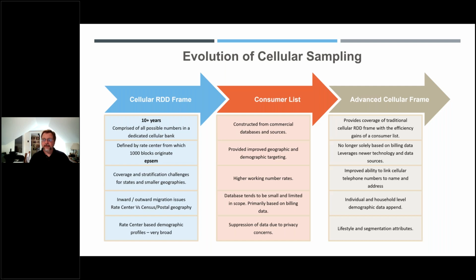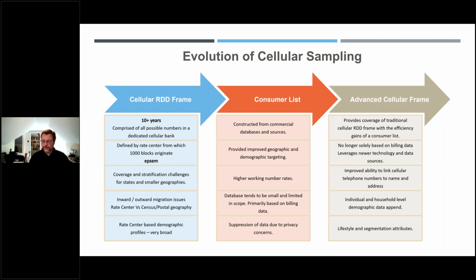The other advantage with consumer lists is that those numbers tend to have a higher working rate, right? Because they knew information about these cell phone numbers. People have put their information out in the public domain. These compilers capture that information, compile their databases. So there's a higher likelihood that those phone numbers are working.